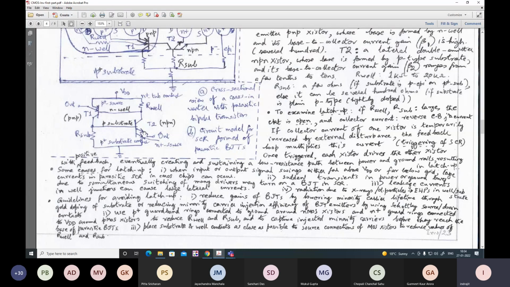But if the collector current of one transistor is temporarily increased due to external disturbance, due to radiation or whatever, the positive feedback loop multiplies this current, triggering the silicon control rectifier. Once triggered, each transistor drives the other transistor with positive feedback, eventually creating and sustaining a low resistance path between the power and ground rails. This results in latch up. Latch up is definitely undesired.